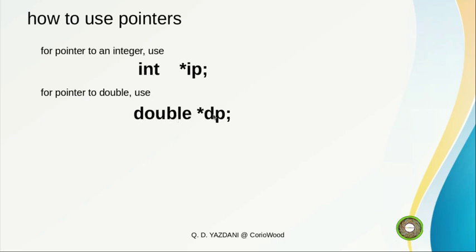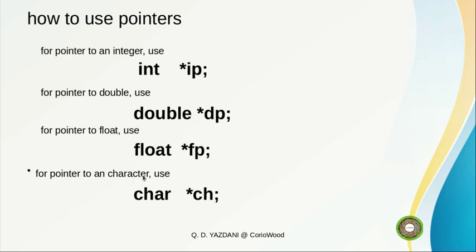And you guys can put a star. You can declare any variable name here, dp for a double pointer. You can put anything. For a pointer to float, use float star fp, float pointer. For a pointer to character, use char star ch. So you can put it like this.